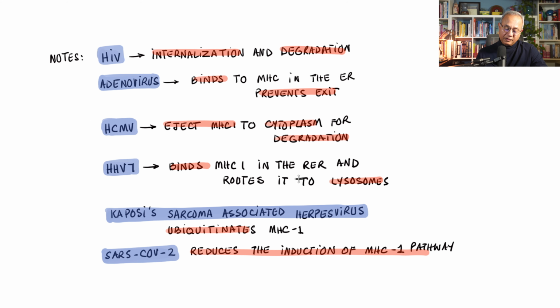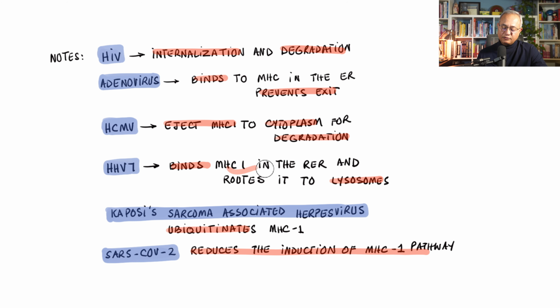Human herpesvirus 7 binds to MHC I in the rough endoplasmic reticulum and routes it for lysosomal degradation. Similarly, Kaposi sarcoma-associated herpesvirus ubiquitinates MHC I, which targets it for destruction as well. SARS-CoV-2 can reduce the induction of the MHC I pathway. So there are various ways the viruses play tricks on MHC I to try to avoid detection.